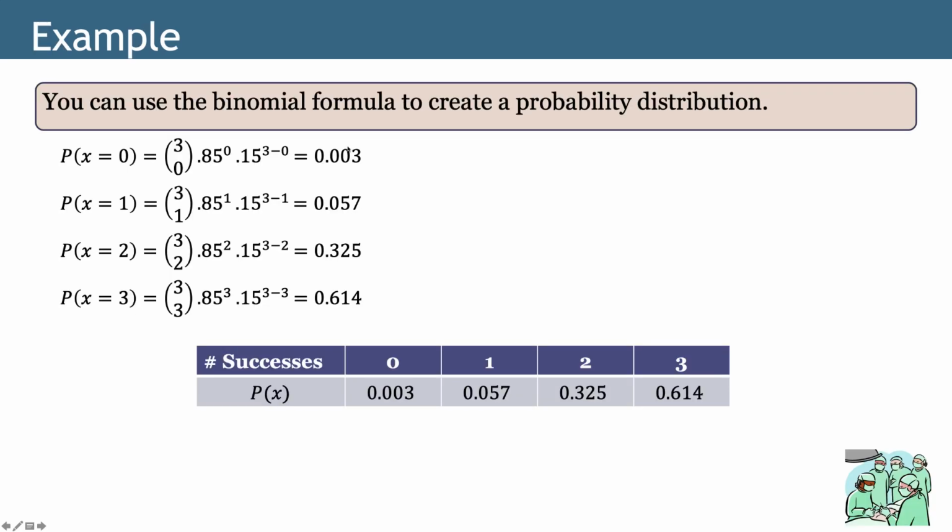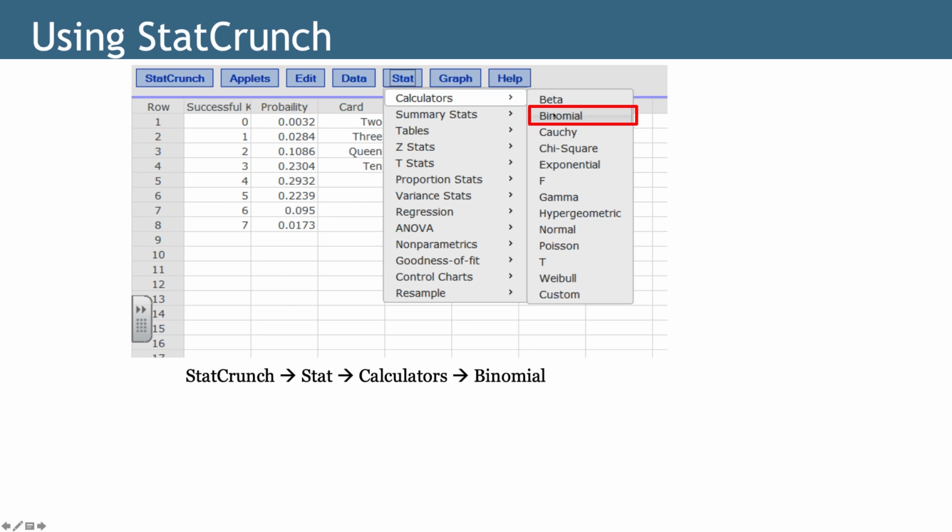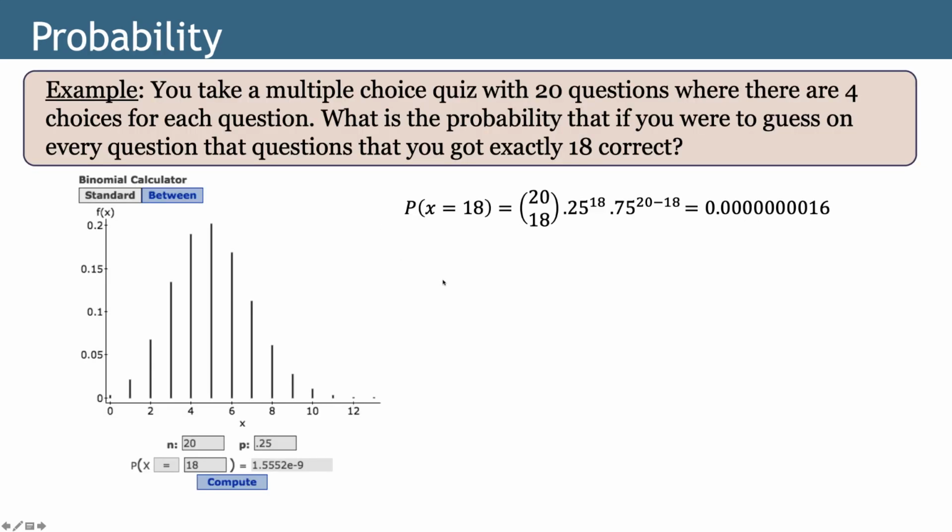Now, just like with the discrete ones, you can use StatCrunch to do this for you. And in fact, because this is all based on this formula, right? So this is kind of theoretical. You can do this in StatCrunch. So stat, calculators, and again, calculators are distributions. Click on binomial. And so let's do another example.